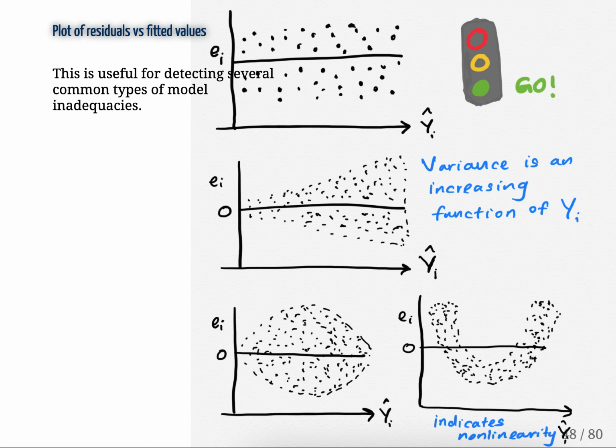Next one is residuals versus fitted values. We discussed this earlier. This is useful for detecting several common types of model inadequacies. There should not be a distinguishable pattern in the residual plot. That is, residuals should be randomly scattered. A non-random pattern such as this suggests assumptions might be violated.